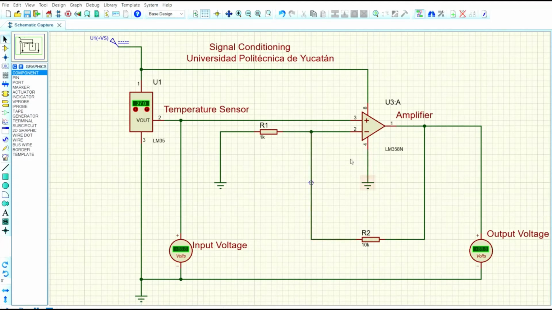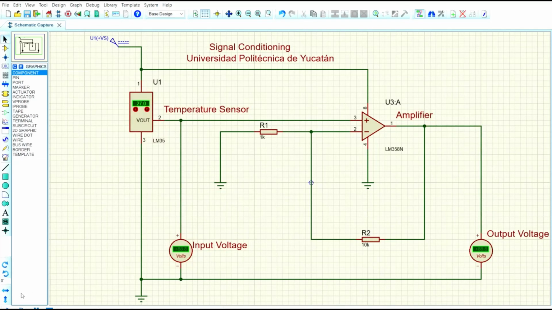This amplifier is in a non-inverting amplifier configuration, and we have R1, which is connected to the inverting pin, and also an R2, which works as feedback connected between the inverting pin and the output of the amplifier. It will be constantly feeding back in the amplifier. As I explained, you have a low voltage here, which is the output of the temperature sensor, and an amplified one. The amplification will increase the output voltage of the temperature sensor.